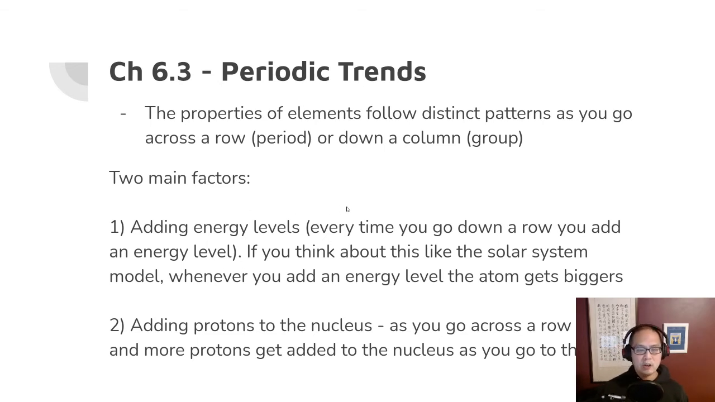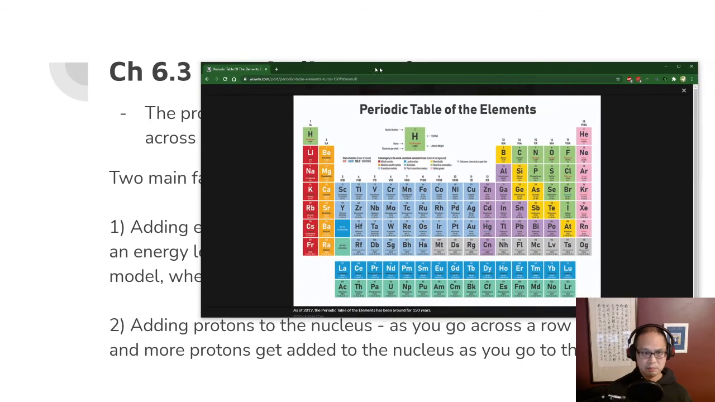Number one, you're adding energy levels. Every time you go down a row, like go to a next row, you're going to add an energy level. All right, think about this like the solar system. Whenever you add an energy level, the atom gets bigger.